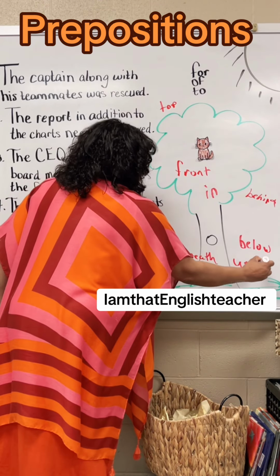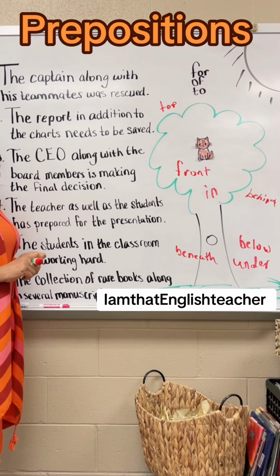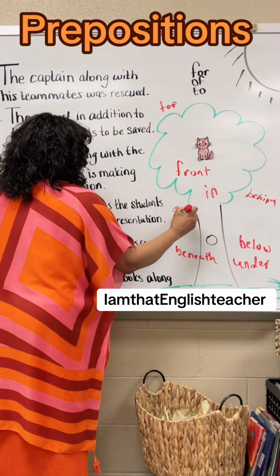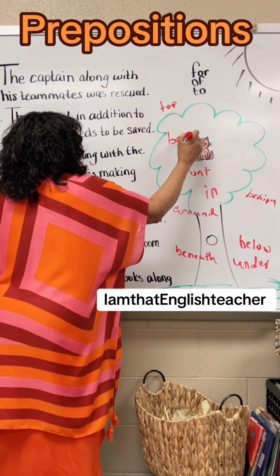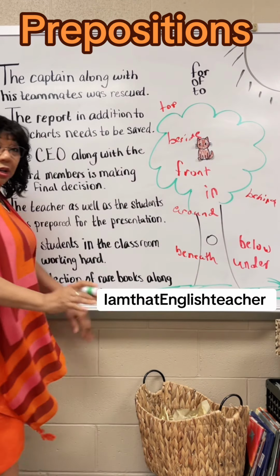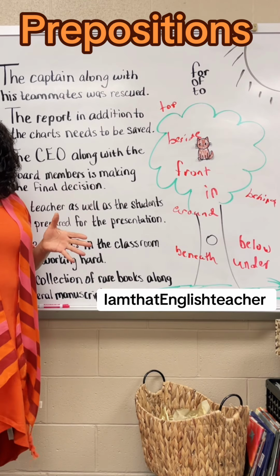I'm needing y'all's help. It's your lesson. Come on, I know these. What's another one? Around the tree. Around. Beside. Did we already get beside? Beside. Below, beneath. You understand now? Yeah. Preposition. Why is it important to know a preposition?